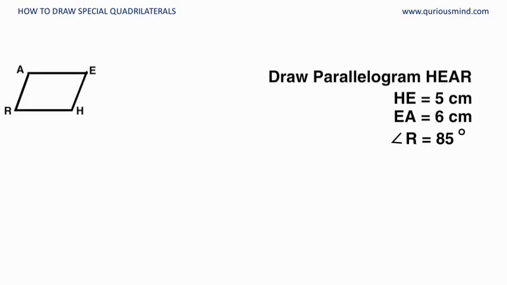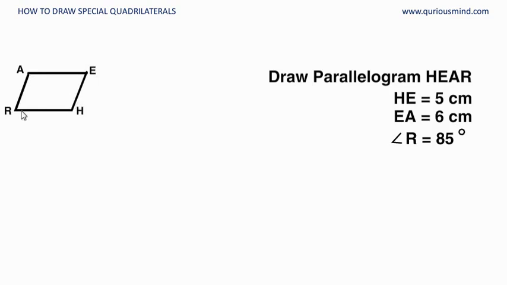So what all do we know? We know angle R, and because we know two sides, we can find the remaining two sides. So we will know all the four sides. If we know two angles and three sides, we can easily draw a parallelogram. So let's find the measure of angle H.